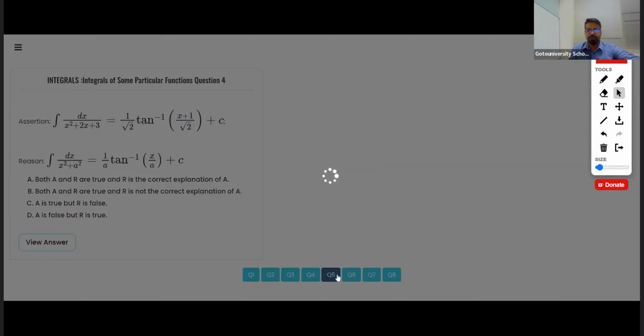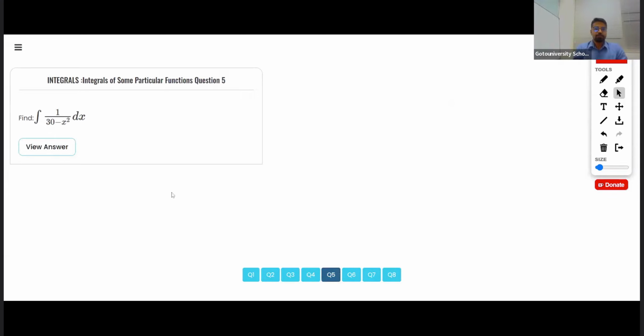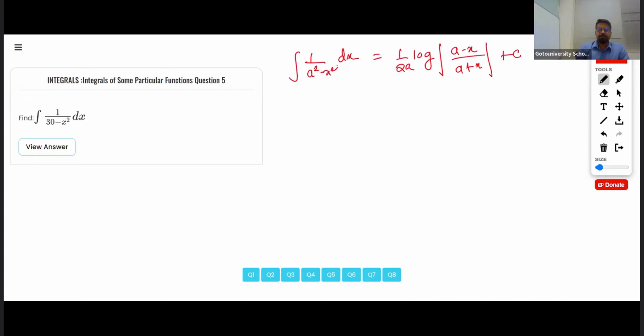Which question? Question number 5, right? So we have square root. We don't have a square root here. It is simply of the form integral of 1 by a square minus x square dx, which is 1 by 2a logarithm of a minus x by a plus x plus c. Okay. So what is a in this case? Root 30. So the answer should have been 1 by 2 root 30 logarithm of root 30 minus x by root 30 plus x plus arbitrary constant c.